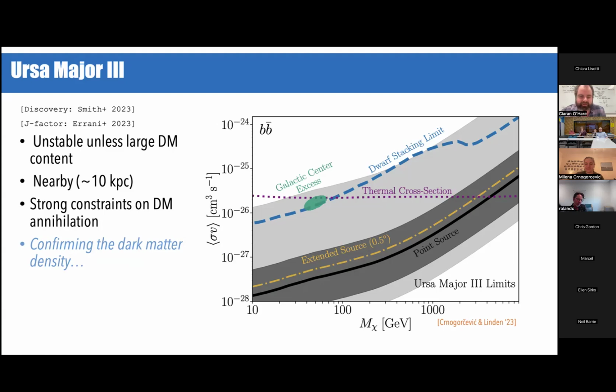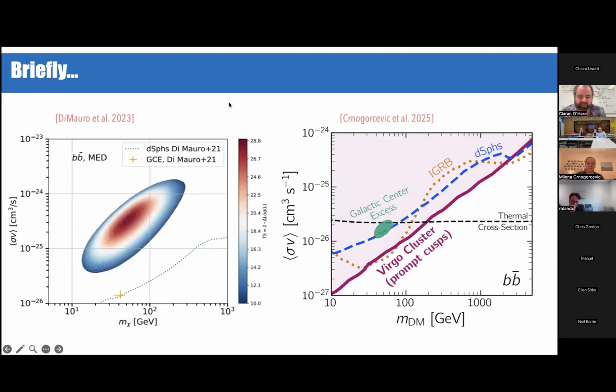Can I also, I don't want to take up too much time, but I do also want to quickly ask about the prompt cusps plot that you showed. I spotted this paper on the archive. I have not read it yet. Are the lines that you're drawing here an apples to apples comparison? Are you also reanalyzing dwarf spheroidals and the galactic center excess in the context of prompt cusps as well?